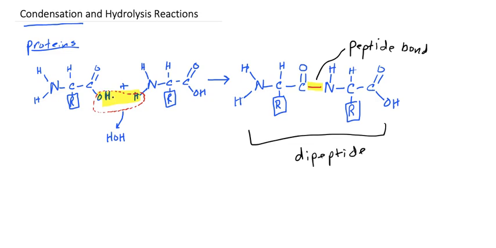We essentially condensed these two parts right here. We condensed this amino acid and this amino acid together by removing water. When that happened, the carbon and nitrogen bonded. So this carbon-nitrogen bond is called a peptide bond. And now we call this larger macromolecule a dipeptide.